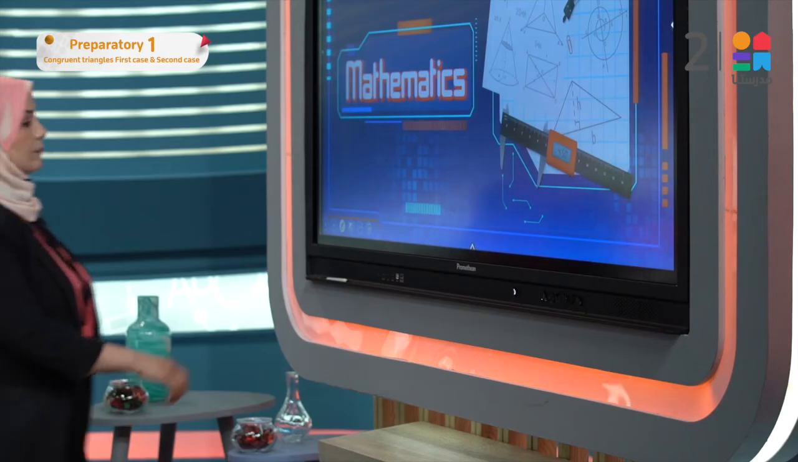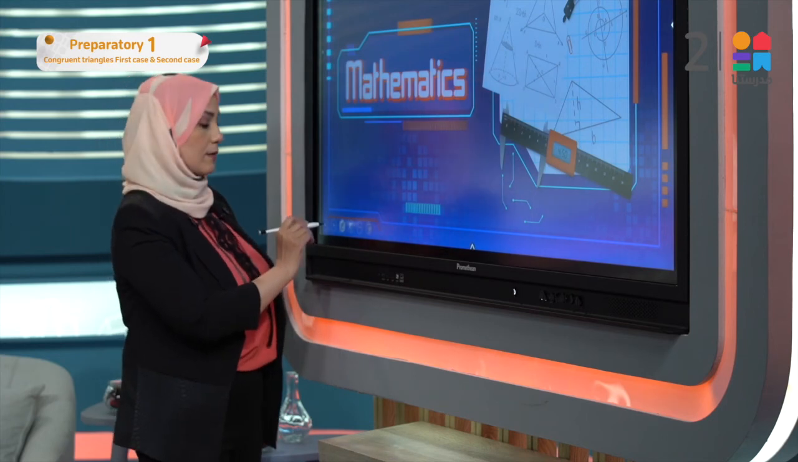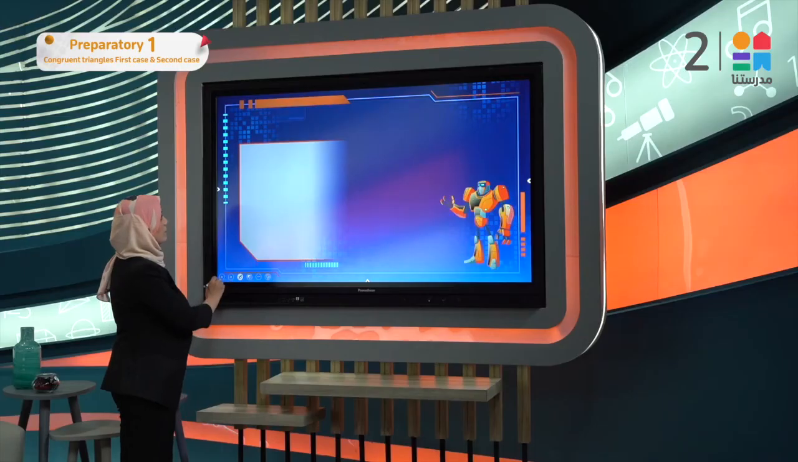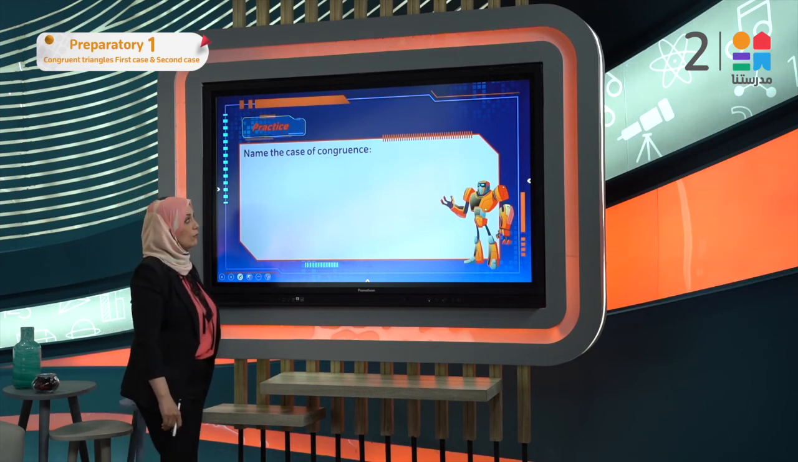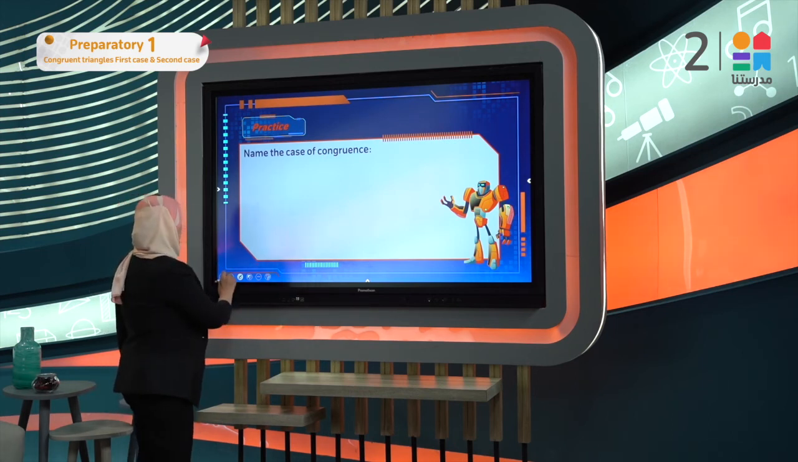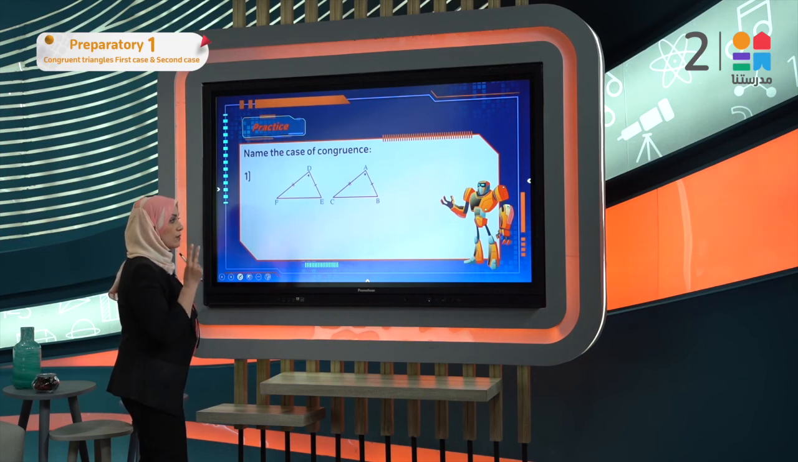Let's solve some exercises on the board with each other. Let's take more practice. Name the case of congruence. Today we studied only two cases.